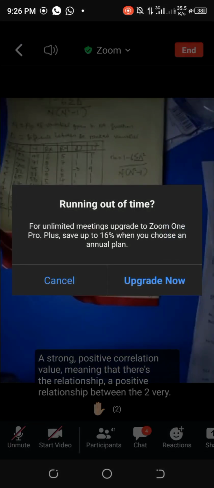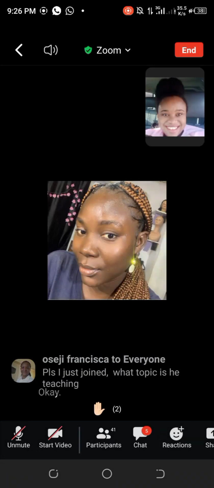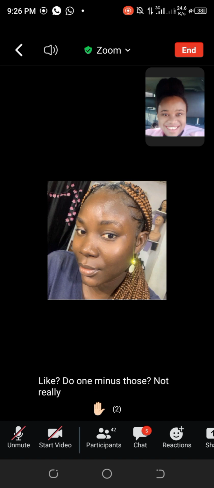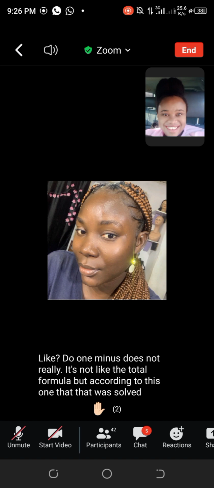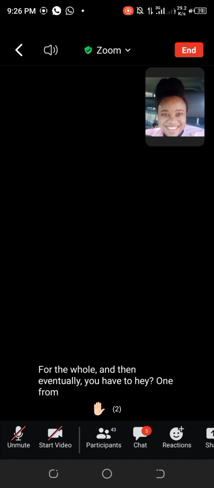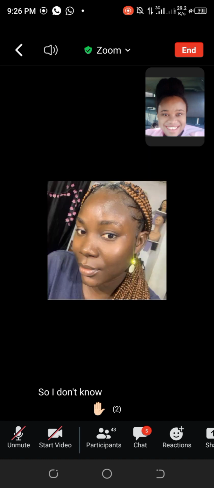Any question? Okay, I have a question. According to the formula, the 1 minus is only applicable to the 1 up. It's not like the total formula. But according to this one that was solved, at the end of the day, you kept serving the 1 for the whole, and then eventually you had to take away 1 from the whole thing. So I don't really get it. Is the 1 only for the first part, or for everything?